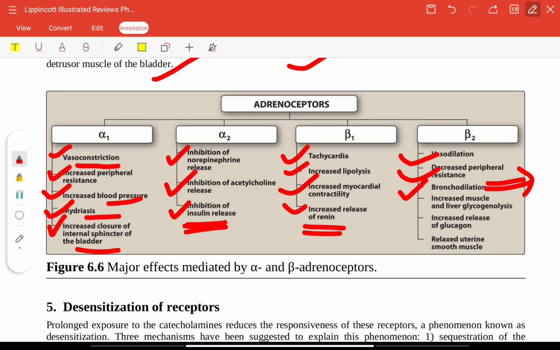Increased muscle and liver glycogenolysis, increased release of glucagon, here inhibition of insulin, and here increased release of glucagon, relaxed uterine smooth muscles. These are the major effects. If you remember these effects, it will be very easy to recognize the drugs and their physiological response and the reason behind them.